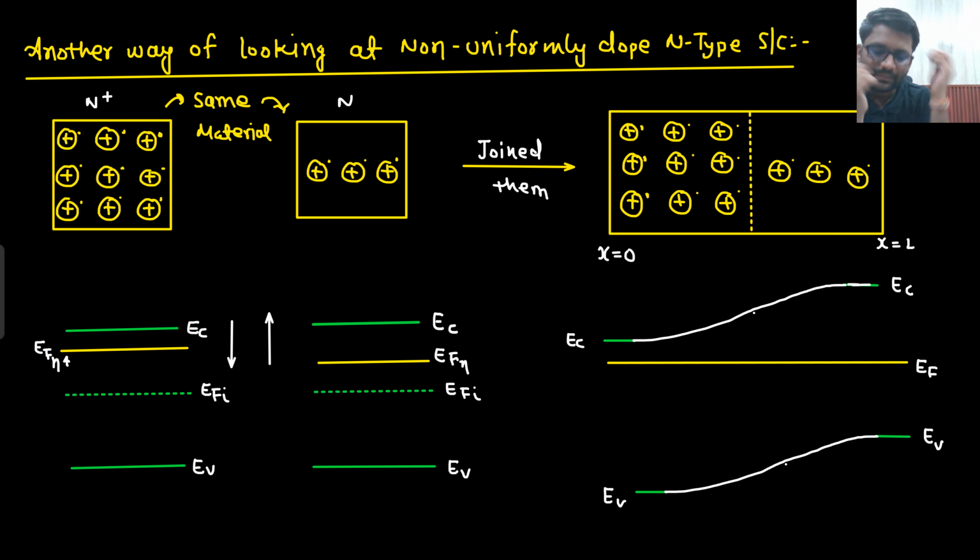Okay. Now more things I can see. On this side there are more electrons, no? This is your x equals 0, and this is your x equals L. So here there are more electrons, and here there are less electrons. Yeah, that's fine. Okay. The built-in electric field is in this direction.